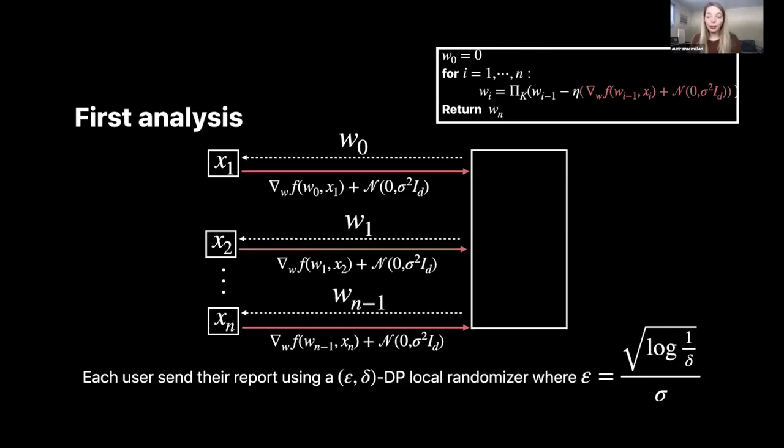Okay, so I can use that to analyze it. I know from the Gaussian mechanism that each person's local report is epsilon-delta DP for this epsilon here, which we talked about, 4 square root of log 1 over delta, over sigma. And because I only interact with each person once, this just implies that the entire mechanism is epsilon-delta DP for the same epsilon at the central level. So this is my first analysis. Any questions here? Good. Okay.